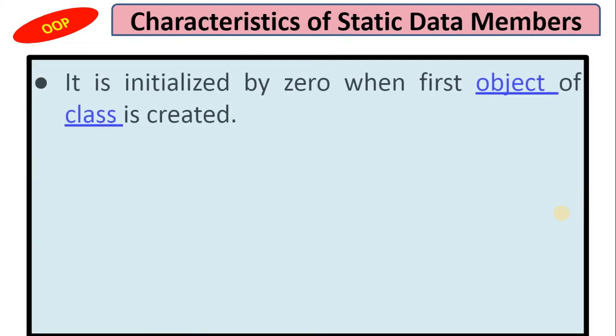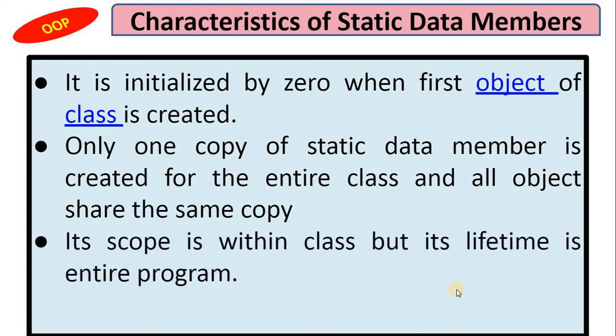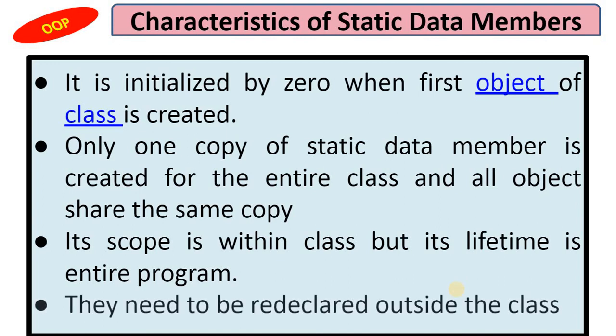Characteristics of static data member: it is initialized by 0 when we first create the object of the class. Only one copy of the static data member is created for the entire class, and all objects share the same copy. Its scope is within the class, but its lifetime is the entire program. That means you can use it only within the class, but its lifetime is till the entire program gets completed.